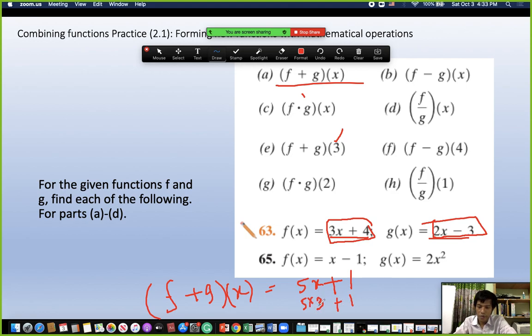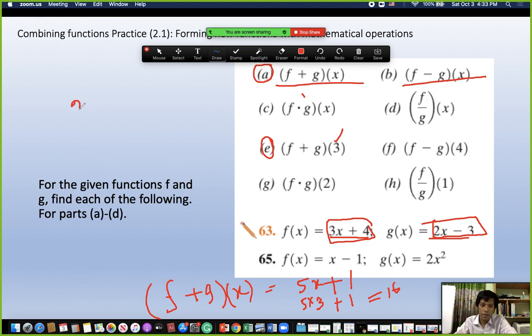The answer is 5 times 3 equals 15, 15 plus 1 equals 16. So you can see that this A question and E question are interrelated to each other. This one is just f minus g, that means this function minus this function. This is f times g of x, that means this function times this function. D is f divided by g.